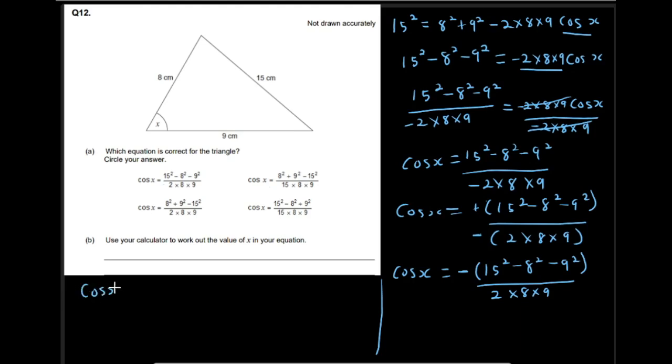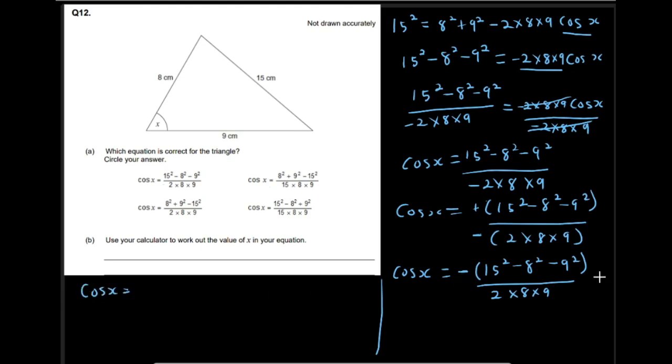Now if you observe very well, this is a positive sign up here. Positive divided by negative, we can divide the signs, and then we're going to have cos x equal to plus divided by minus is minus, so that will give us negative in the numerator, 15 squared minus 8 squared minus 9 squared all over 2 times 8 times 9. All right, and our answer there is now going to be cos x.